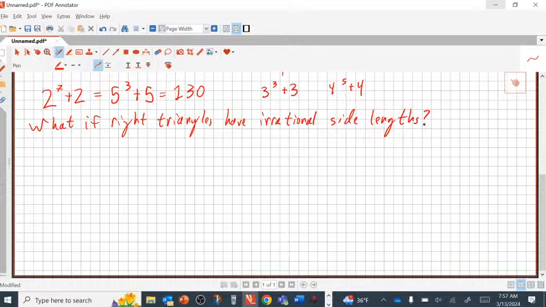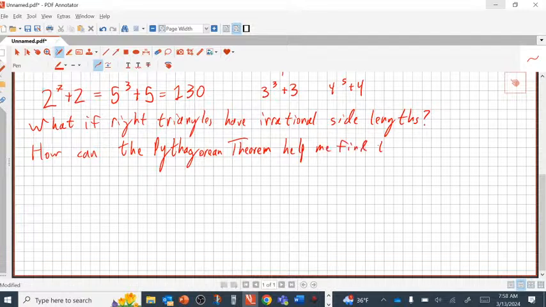Okay. And then what's our second essential question? I would love to get that one from Thomas. How can the Pythagorean theorem help me find the length of line segments on a grid?